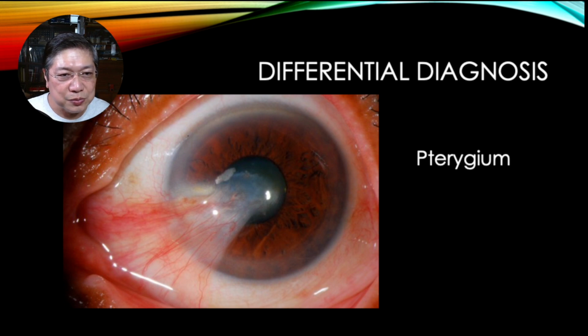It's a pterygium. A pterygium is outside, it's in front of the eye. A cataract is inside the eye. The pterygium could easily be treated with a simple excision. A cataract would need a more major surgery because it's inside the eye.